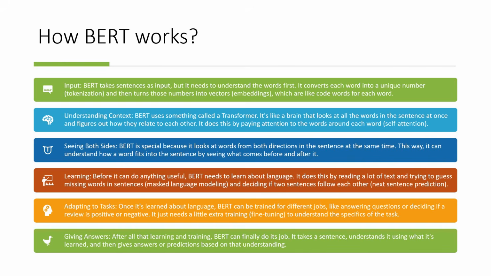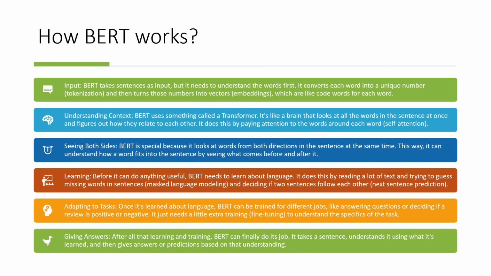Seeing both sides happens next. BERT is very special. Why? It looks at the words from both directions of the sentence at the same time. This way, it can understand how a word fits into a sentence by seeing what comes before and after it. That's very, very useful. I see before, I see after.